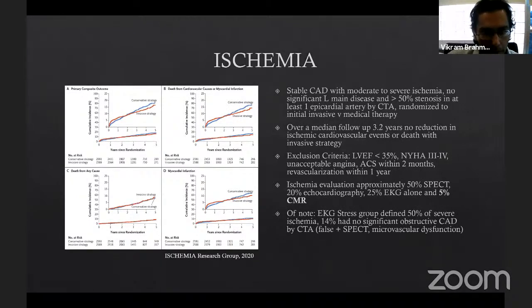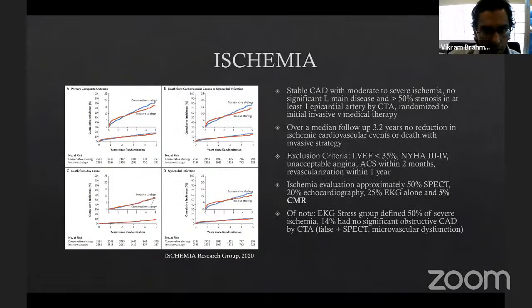Other things to note about the ISCHEMIA trial, 50% of the functional testing was SPECT, and we know SPECT has some issues. 20% was echo, and more striking is 25% was EKG alone. And EKG alone stress testing was pretty poor in sensitivity and specificity for obstructive disease. And then 5% was CMR. And I think this reflects what goes on in the United States today. And of note, the EKG stress group alone, that defined 50% of those with severe ischemia.